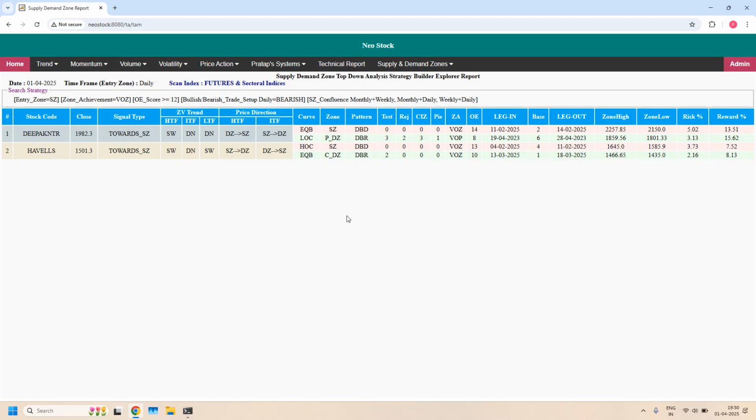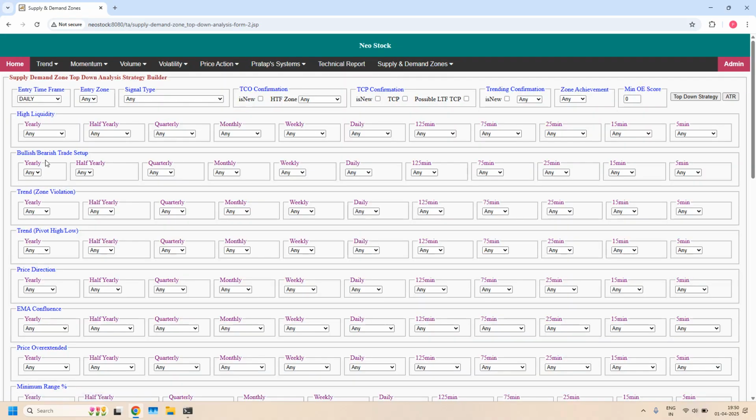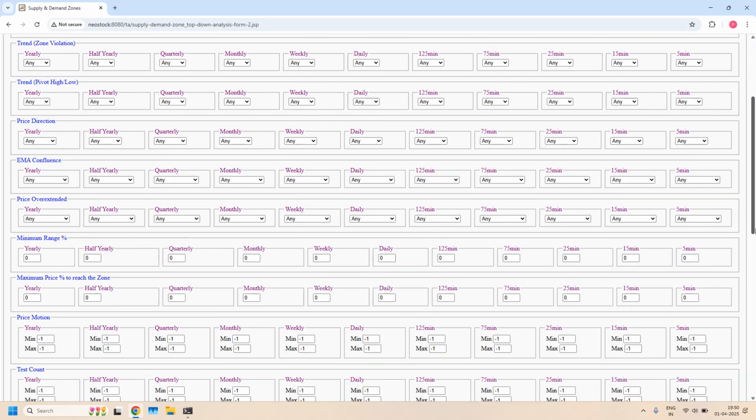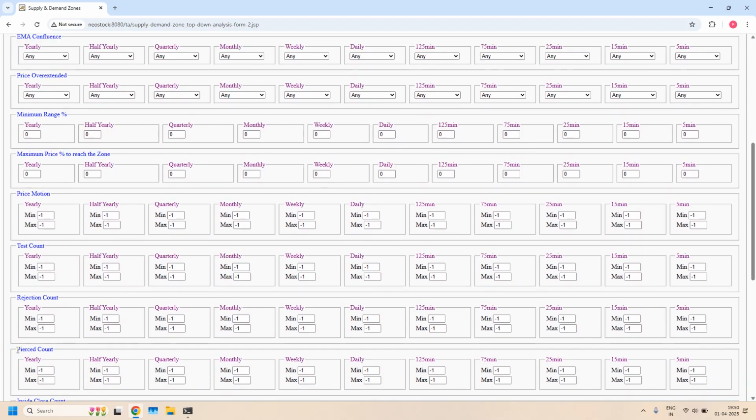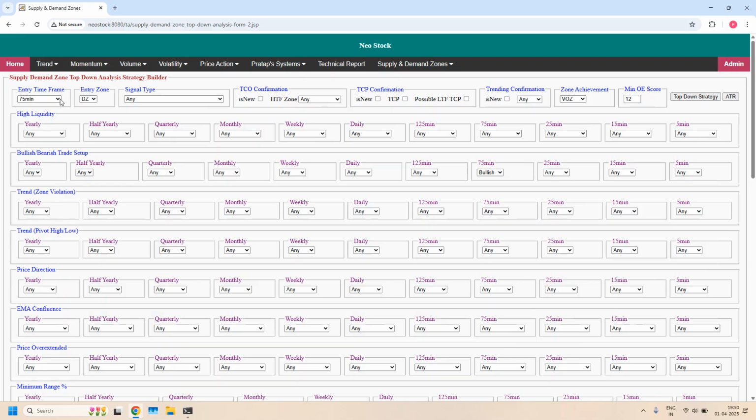So next we will look into weekly income trades. For bullish trade setup, entry time frame 75 minutes, entry zone demand zone, bullish or bearish trade setup at 75 minutes bullish, zone achievement violated opposing zone, minimum odd enhances score 12, and also the 75 minutes demand zone should not be pierced. So in the pierced count at 75 minutes, minimum value 0, maximum value 0. That means zone pierced count is 0. That means the zone is not pierced, which is on the 75 minutes demand zone.